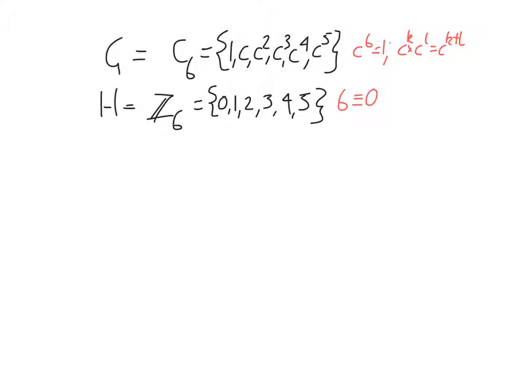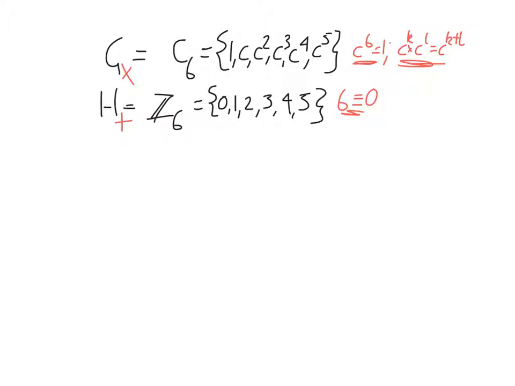So let's look at these two groups here. G is the cyclic group with 6 elements. It also follows the rule C to the power of 6 is equal to 1 and follows the usual index laws. And H is the set of integers modulo 6, where 6 is equivalent to 0. Note G is a group under multiplication and H under addition. Even though these two groups are groups under different operations, they can still be isomorphic.